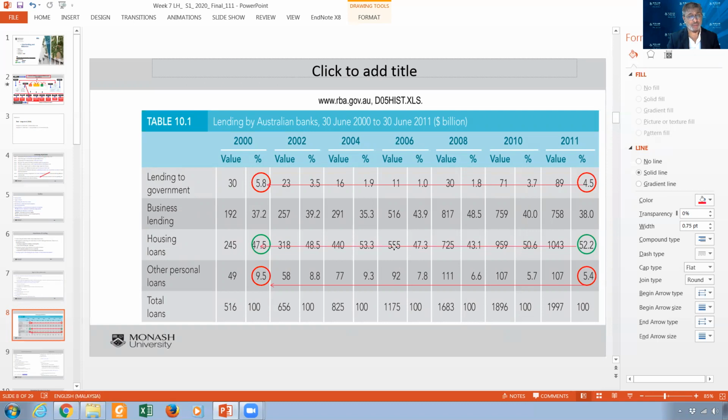So housing loans are a very important driver for the economy and stimulate the economy. Most governments encourage those housing loans, and this is what we can see, they have been increasing. Other personal loans have dropped significantly from 9.5 in 2000 to 5.4. So most of the concentration is in this area.